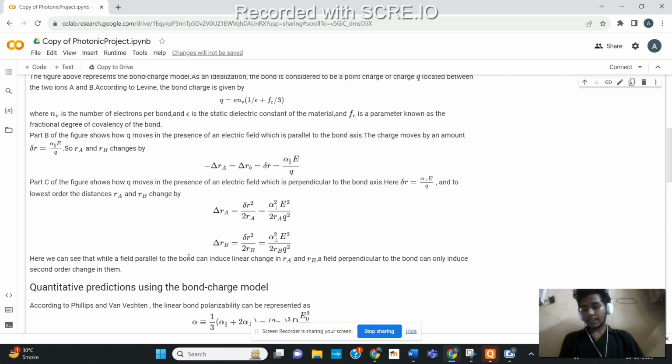Here we can see that a field parallel to the bond axis can induce a linear change in the distances Ra and Rb, but a field perpendicular to the axis can induce only a second order change in these quantities. We can see that here.